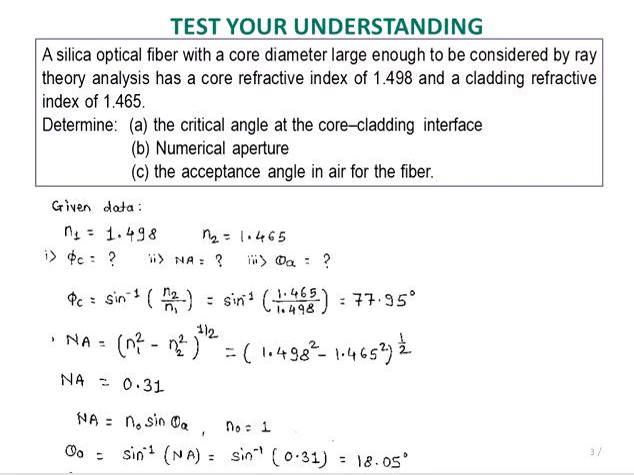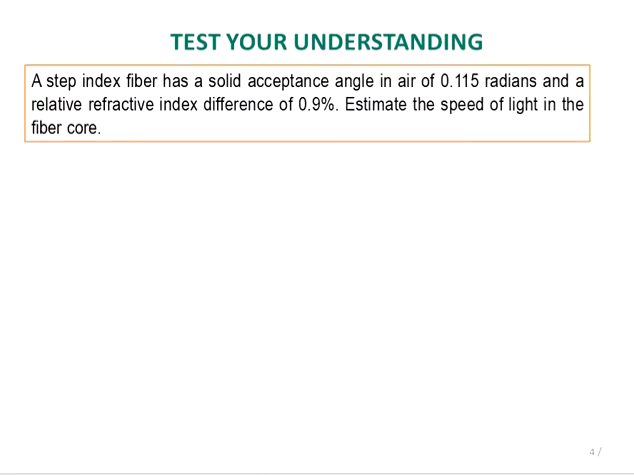This one is the simplest problem. Two parameters are given. We need to find three parameters. Considering the equations, directly we can find these values. Consider a step index fiber has a solid acceptance angle in air 0.115 radian and relative refractive index difference 0.9%.